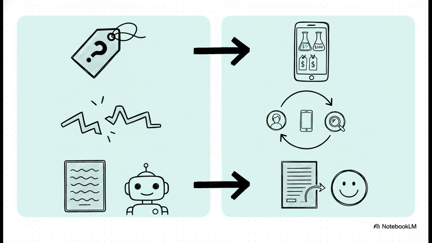For opaque pricing, HealthSync brings in a marketplace model, so you can actually compare lab prices. For that fragmented journey, it creates what's called a digital loop. Everything from your prescription to your report, all in one digital place. And for that crazy medical jargon, you guessed it, an AI interpreter that translates it all into plain, simple English.